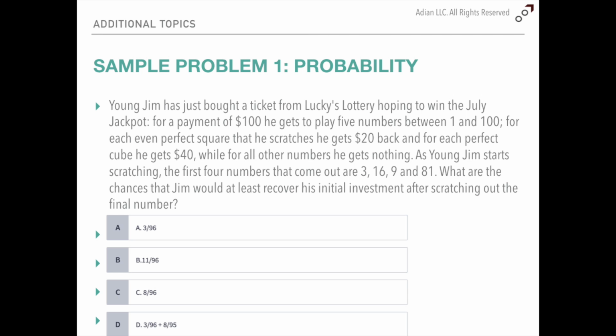So let's actually take a look at sample problem 1 that has a harder concept in store for you. Young Jim has bought a ticket from Lucky's Lottery hoping to win the July jackpot. For a payment of $100, he gets to play 5 numbers between 1 and 100. For each even perfect square that he scratches, he gets $20 back, and for each perfect cube, he gets $40 back, while for all other numbers, he gets nothing. As young Jim starts scratching, the first 4 numbers that come out are 3, 16, 9, and 81. What are the chances that Jim would at least recover his initial investment after scratching out the final number?